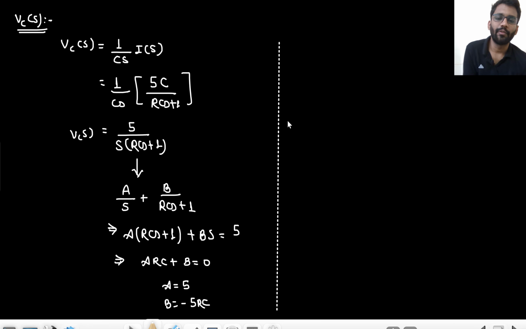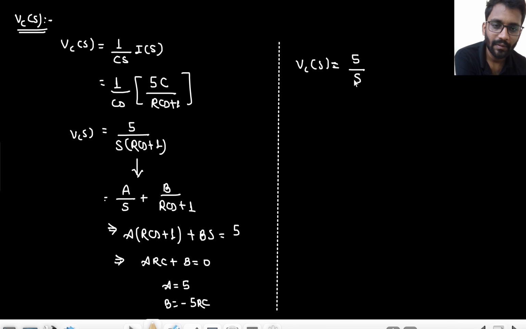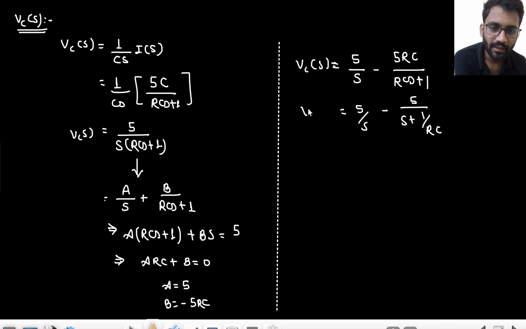Okay, so what will be your VCS now? Your VCS would be 5 by S minus 5 RC upon RCS plus 1, or what you can write, 5 by S minus 5 upon S plus 1 by RC, and that is VC of S. Now tell me what will be your VCT. What is the inverse Laplace transform of this?